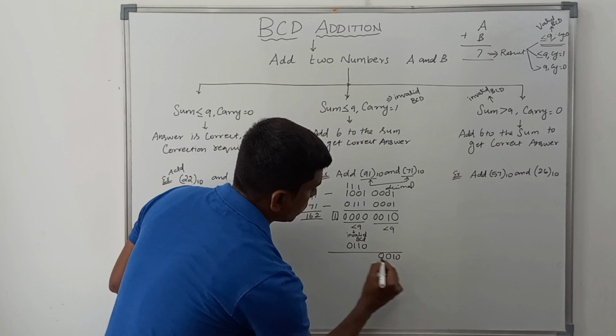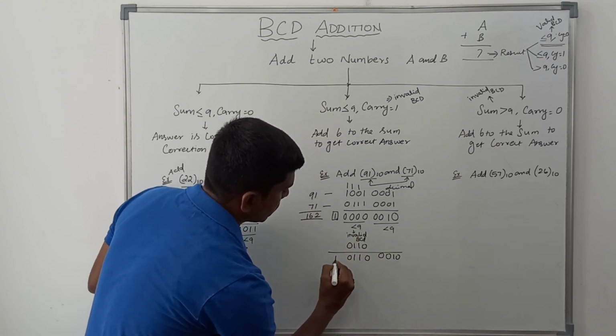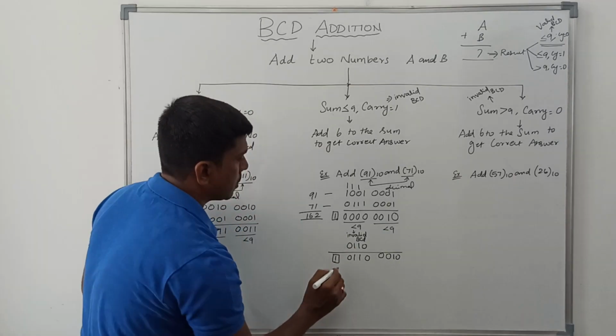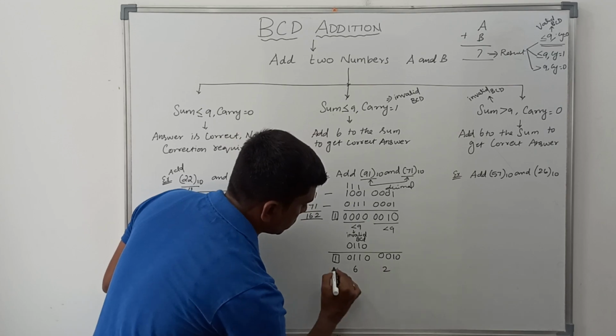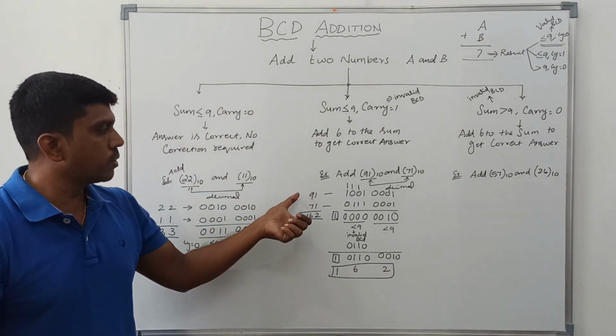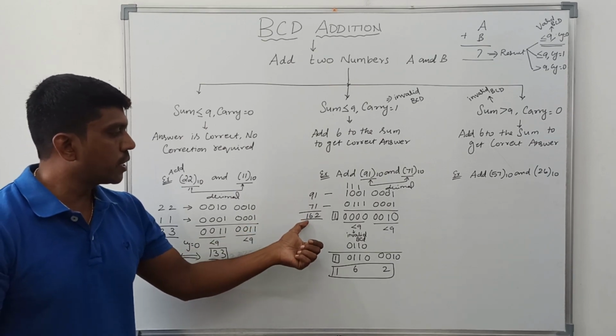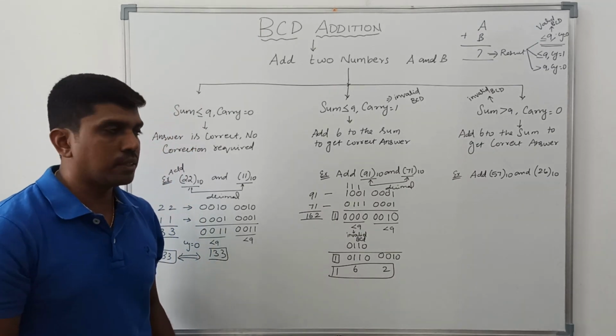0010 0110, and this carry value you just place here. The result is 162. So 162 is the answer. After doing the decimal addition, you get the result 162. In BCD addition also you get the same answer.